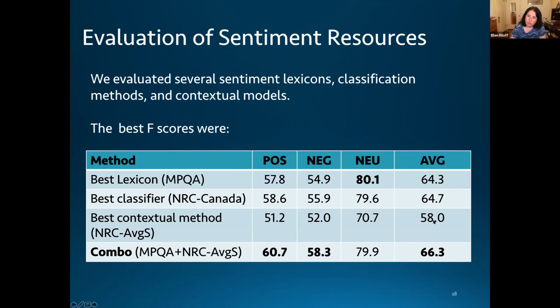But we also tried combinations. We really wanted to push these sentiment resources as hard as we could. And we tried combinations of these, and the lexicon and the contextual method are complementary. They're really using kind of different data. And so when you use them together, then you get an even better score. So we call this the combo method. It's a high-tech term, combo, that uses both of these resources. And that's going to be the starting point that we're hoping to improve upon.